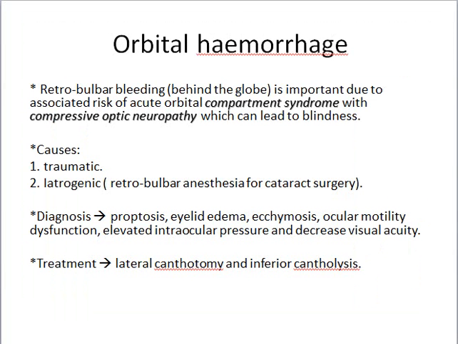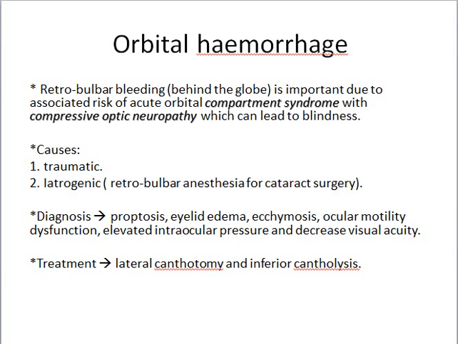Other type of trauma is orbital hemorrhage. Orbital hemorrhage means retrobulbar bleeding behind the globe. It is important due to the associated risk of acute orbital compartment syndrome with compressive optic neuropathy, which can lead to blindness.